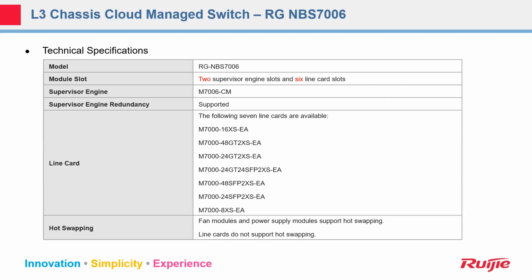Different line cards carry different types and quantities of interfaces, which can support specific sub-functions. By selecting different types of line cards and assembling them into a whole, users can meet their requirements in different scenarios. You can see 8 of the models. 1 is used as a supervisor engine and the other 7 are used as line cards. As for the heat dissipation system, fan modules and power supply modules both support hot swapping, while the line cards do not.